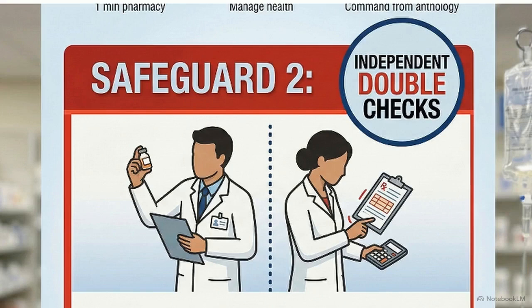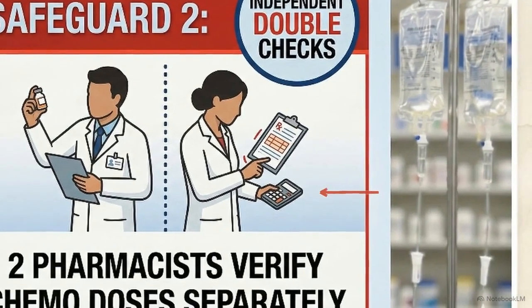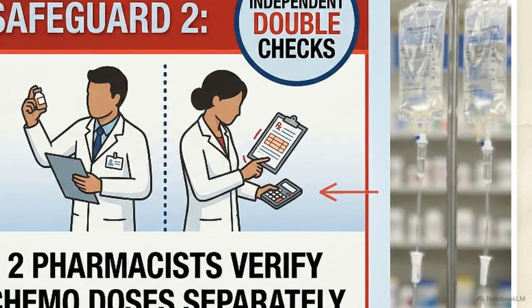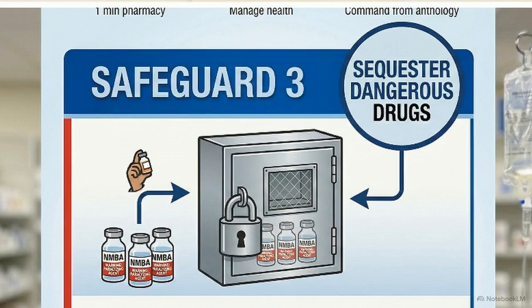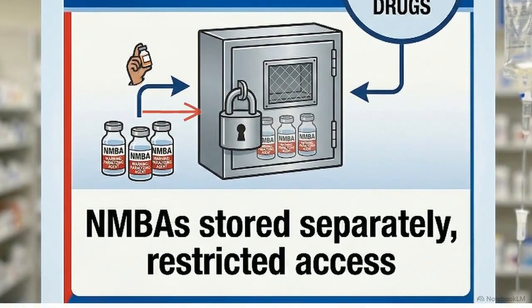High-risk treatments, like pediatric chemotherapy, require independent double checks. 2 clinicians must separately calculate the dose based on the patient's body surface area and renal function to ensure the numbers align. For the most dangerous agents, like NMBAs, the drugs are sequestered. They are stored in separate, locked cabinets to prevent an accidental selection during a crisis.